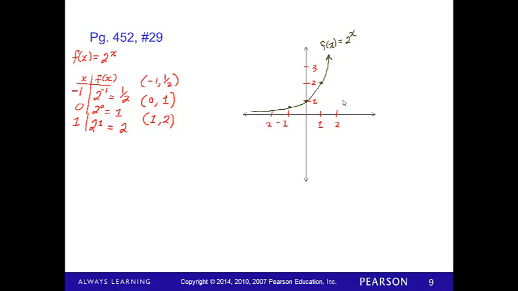Now, let's read the rest of the problem. Then it says, use transformations of this graph to graph the given function. Be sure to graph and give equations of the asymptotes. Use the graphs to determine each function's domain and range. And you may use your graphing calculators as well. So number 29 has h of x. So h of x equals 2 raised to the x plus 1 power minus 1.